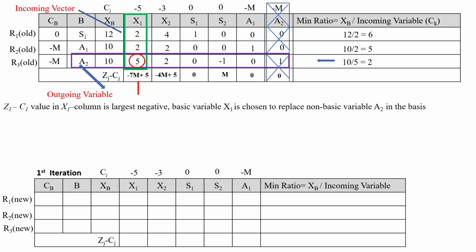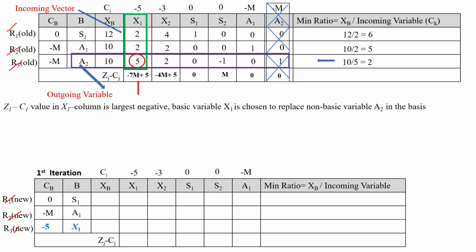Here the Z1 minus C1 value in the x1 column is the largest negative. So the basic variable x1 is chosen to replace the non-basic variable A2 in the basis. A2 is the leaving variable from the basis and the x1 variable is the entering variable in the basis. So we have to remove the A2 column in the new simplex table. Moreover, R1 old, R2 old, R3 old are row 1, row 2, row 3 of the old simplex table. R1 new, R2 new, R3 new are row 1, row 2, row 3 of the new simplex table.